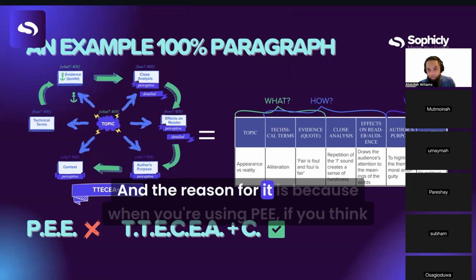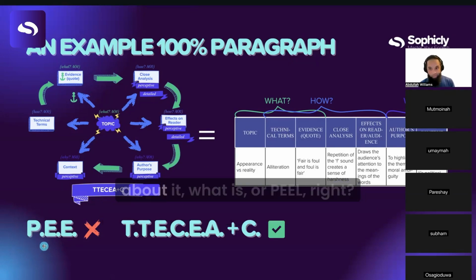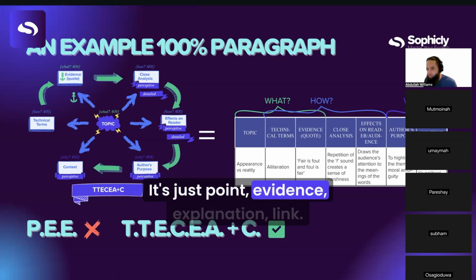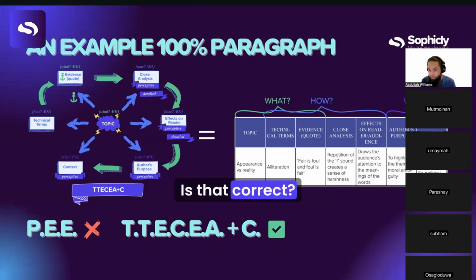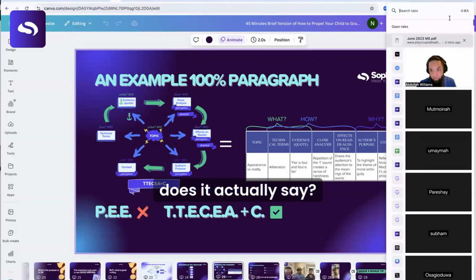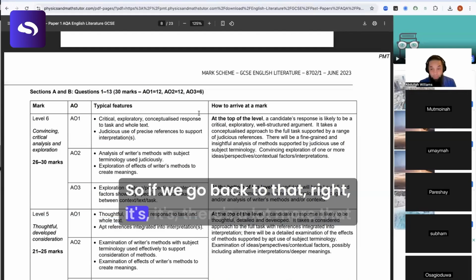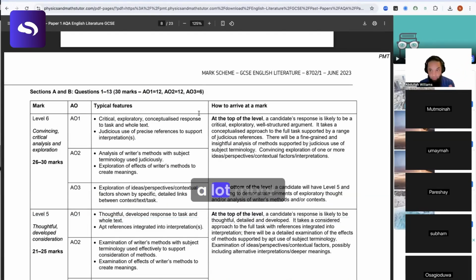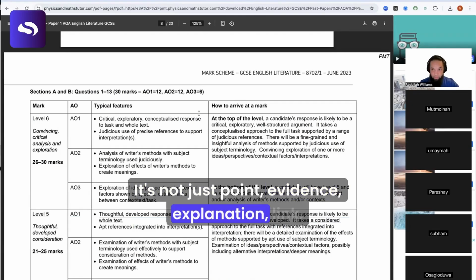The reason for it is, when you're using PEE, or peel, right, what is peel? It's just point, evidence, explanation, link. Is that correct? Yeah. But if we look at the actual criteria in the mark scheme, what does it actually say? If we go back to that, there's a lot more that they're looking for at the top level. It's not just point, evidence, explanation, link.